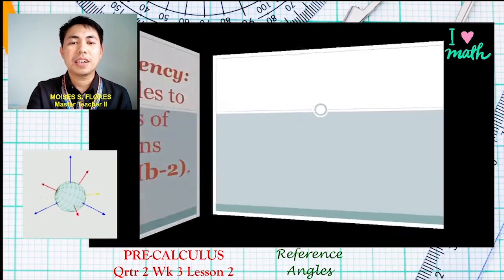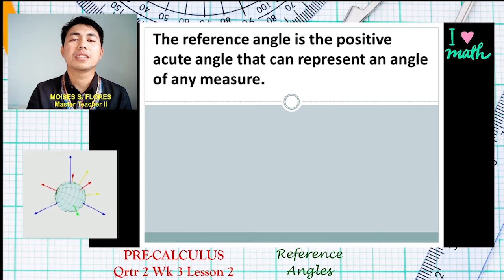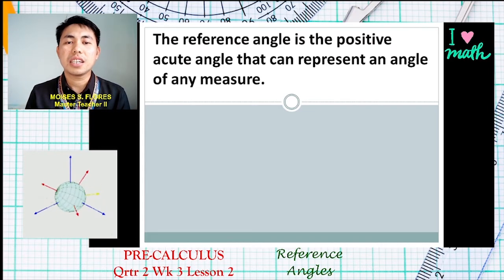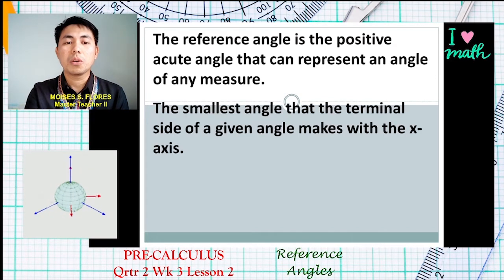Now, let us define what a reference angle is. A reference angle is the positive acute angle that can represent an angle of any measure. Take note again of this property: it should always be positive and it is an acute angle. Another definition is the smallest angle that the terminal side of a given angle makes with the x-axis.